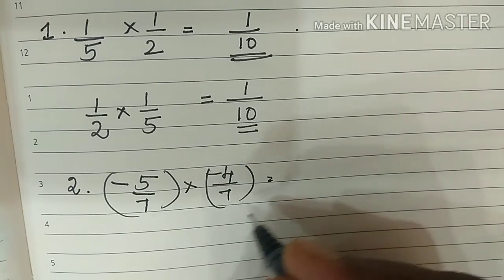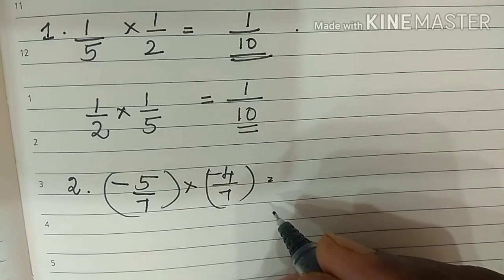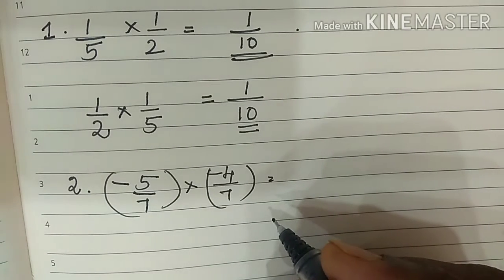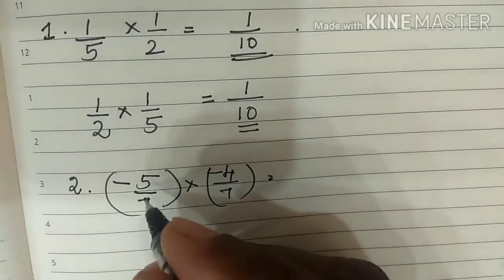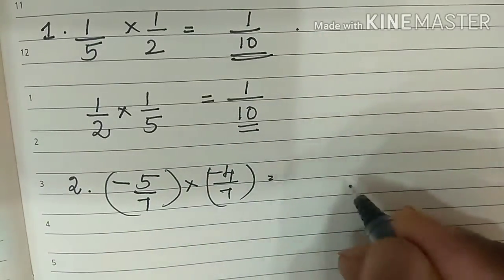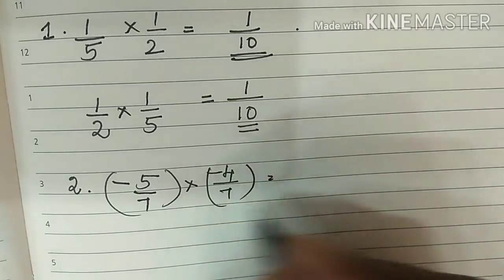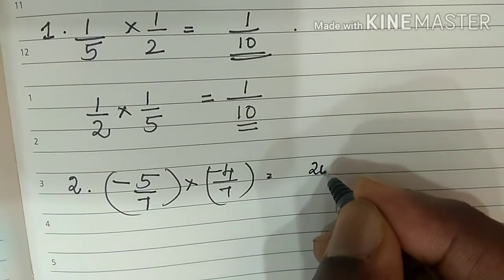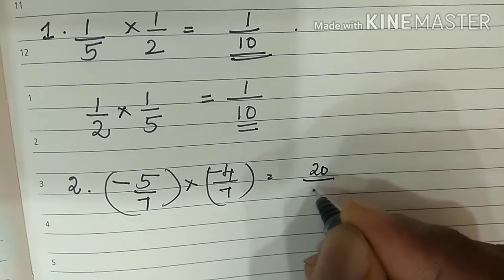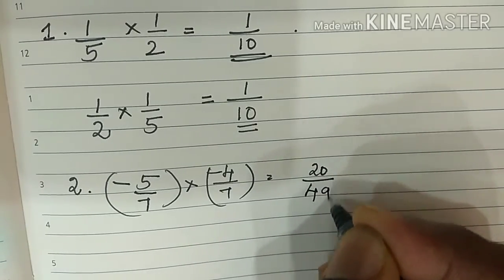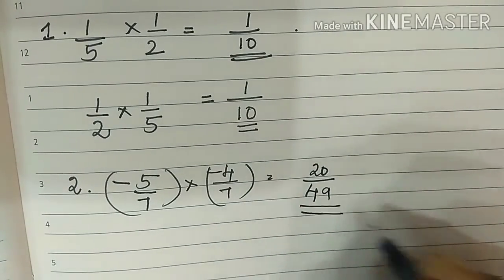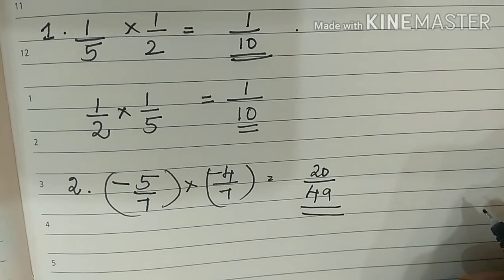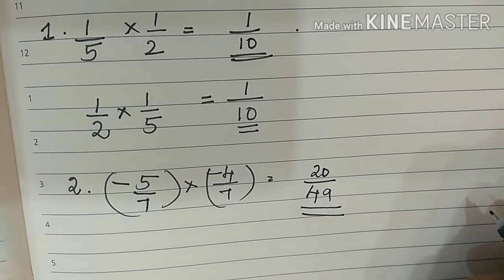And then before we multiply the numerators and denominators, let's see if we can cancel any number. So here 7, 7, 5, 4, you cannot cancel. So the answer will be the product of the numerators and denominators separately. So 5 4s are 20 divided by 7 7s are 49. So this is the product of minus 5 by 7 and minus 4 by 7.